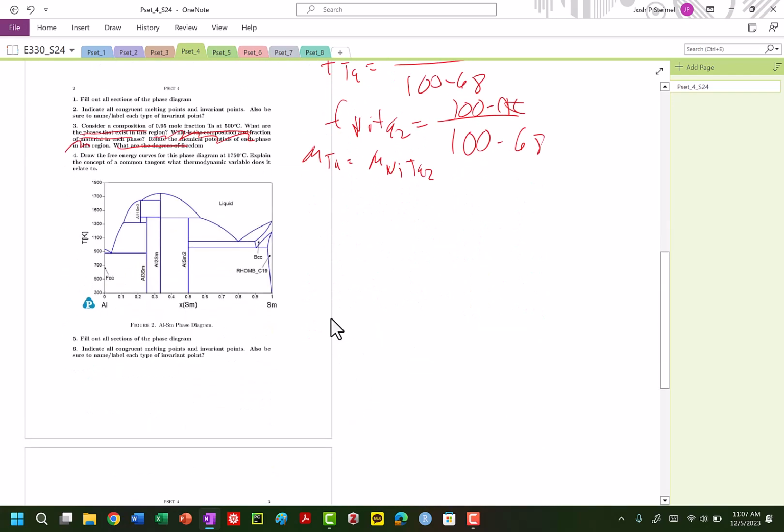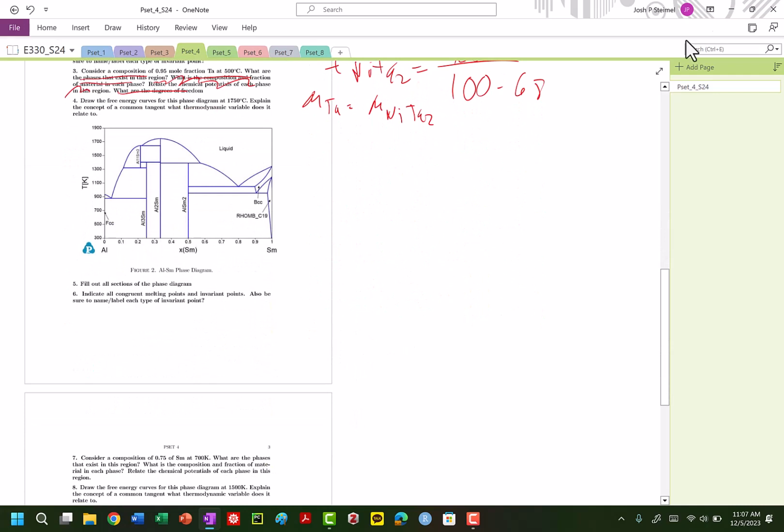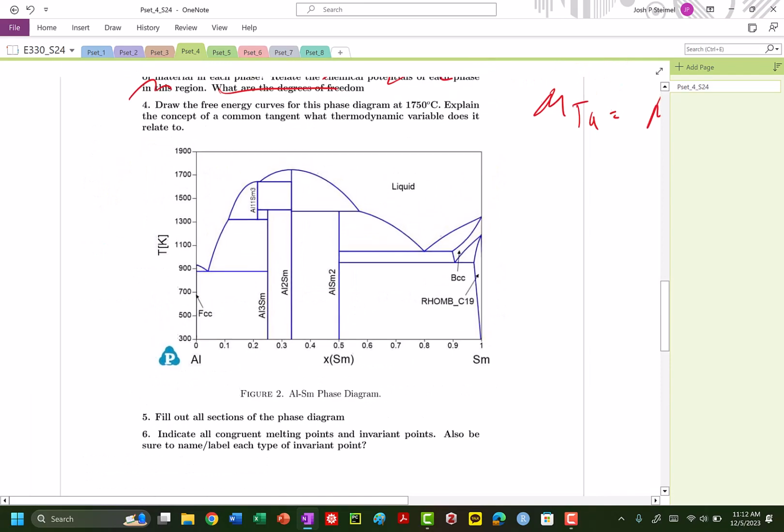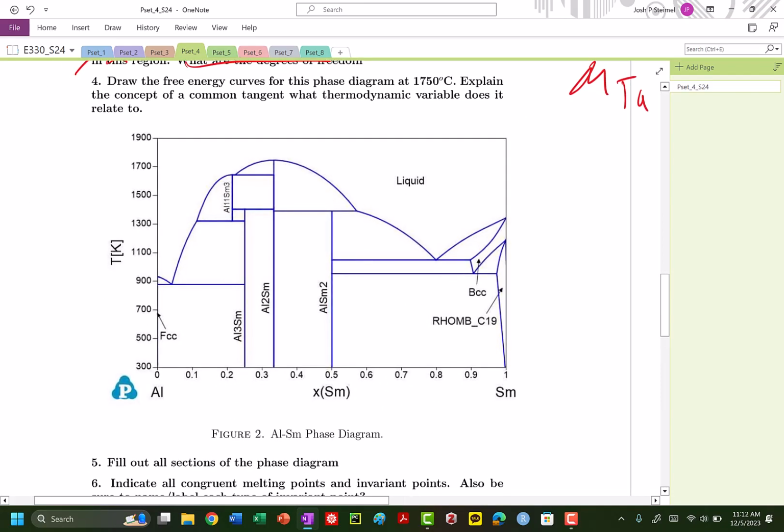So, first problem done. Now let's do one more, and then we'll be done for this problem set. All right, so let's go to our next problem here, and our next example. We're going to go ahead and fill out, we're looking at aluminum and SM. So let's fill out the phase diagram here.